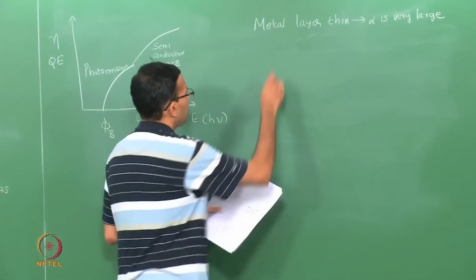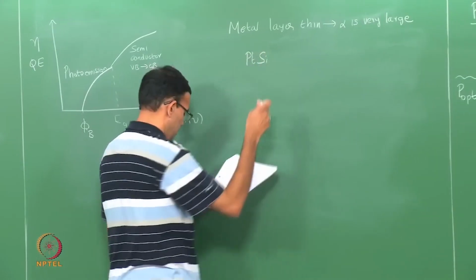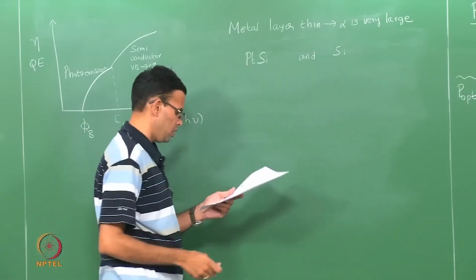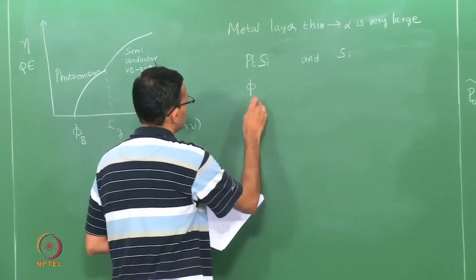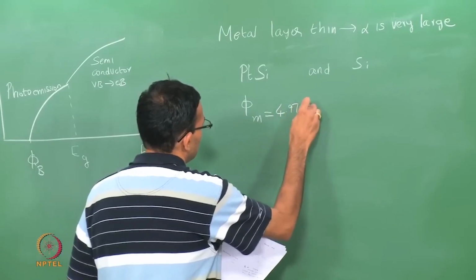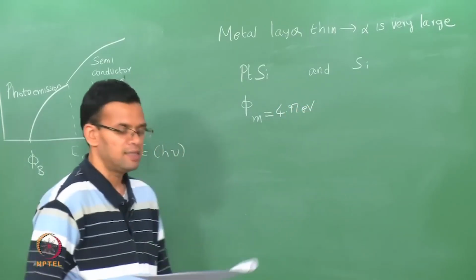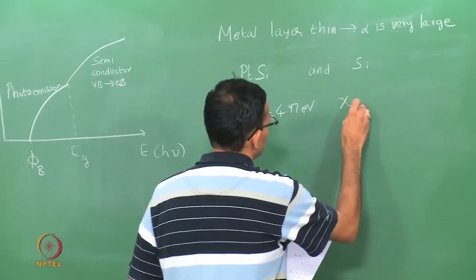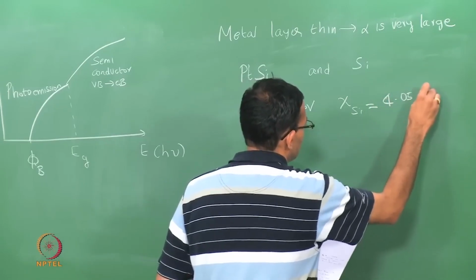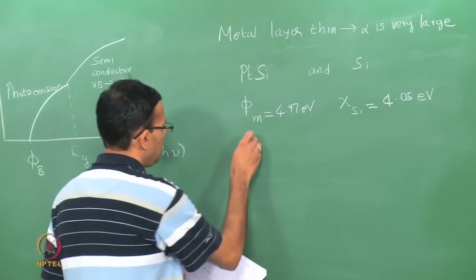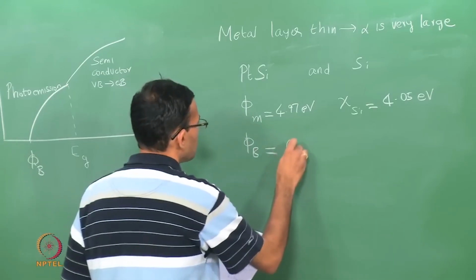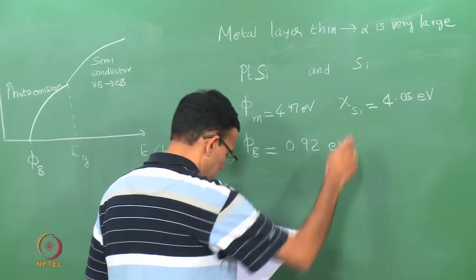For example, if you have platinum silicide and silicon, platinum has a work function of 4.97 eV, and silicon has an electron affinity of 4.05. So, the Schottky barrier phi b is just the difference between these two. So, it is 0.92 eV.